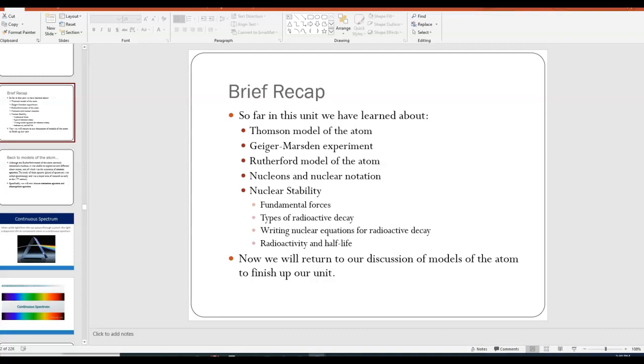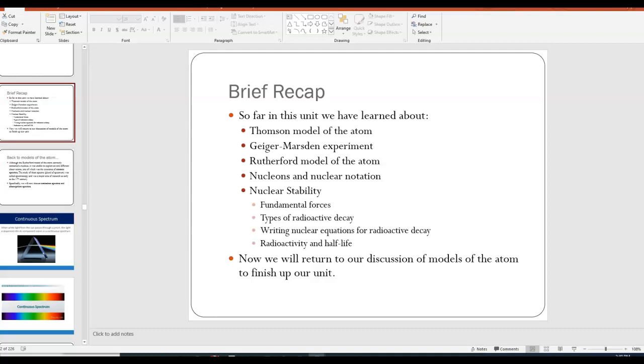We talked about what the particles inside the nucleus are, how small the nucleus is relative to the atom, and what nucleons are. Remember, nucleon is just a generic term for particles inside the nucleus, aka protons and neutrons. And so protons and neutrons are both examples of nucleons because they both exist inside the nucleus. And then we also talked about nuclear notation and how to write that.